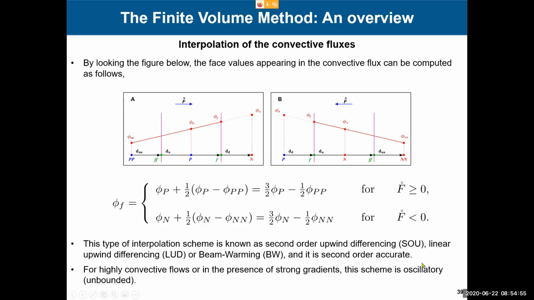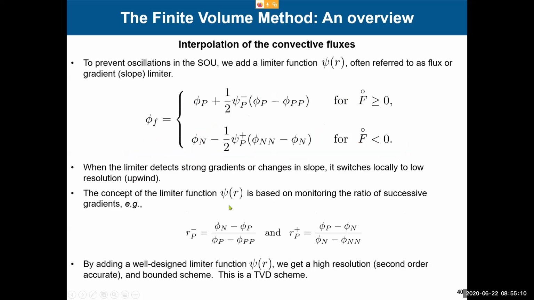These are second order accurate, but still they might become oscillatory when you have strong gradients. Maybe you have a shock wave or discontinuities, and it might become oscillatory. So there is a solution to that. The solution is to add what is known as a limiter function. It is often referred to as a flux limiter, gradient limiter, or slope limiter. They are equivalent terms. There's a small difference, but pretty much they do the same.